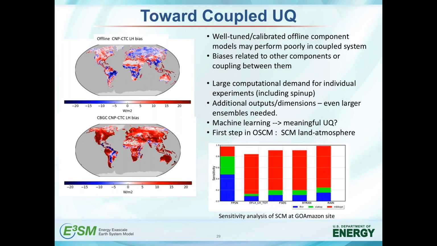We may have cases where our offline component is quite well tuned and performs quite well. For example, on the upper left, you can see our offline ELM runs evaluated in ILAMB, looking at the bias in latent heat flux. Then when we run that same model in coupled mode, we see very different patterns of bias, for example in the plot on the lower left. So biases may be related to other components or the coupling between the components.